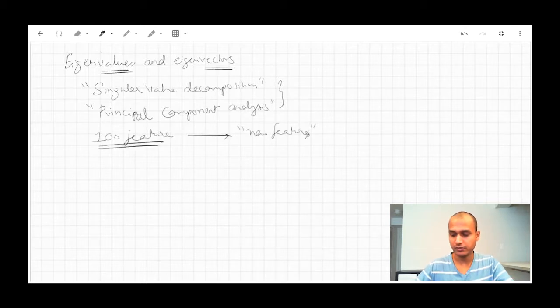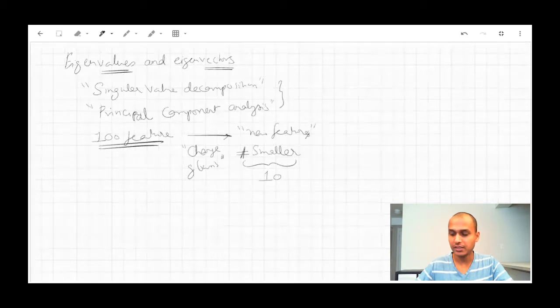You can, of course, prune the first set of 100 features and get some smaller number of features, but you can also create some new features, which hopefully are smaller in number, and we can achieve this by doing some sort of change of basis. If the number is smaller, then essentially we have achieved what is called dimensionality reduction. We have reduced the dimension from 100 features to maybe 10 features. The new features need not be the same as the original features. So we have essentially changed the basis.